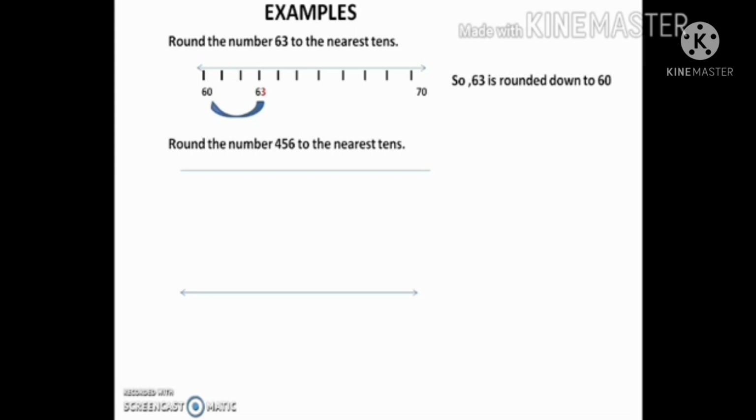Now let us see the next example where the number is 456. Look at the digit in ones place. It is 6 and it is more than 5. So the number will be rounded up to 460.